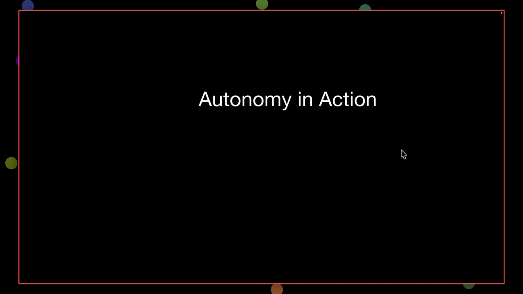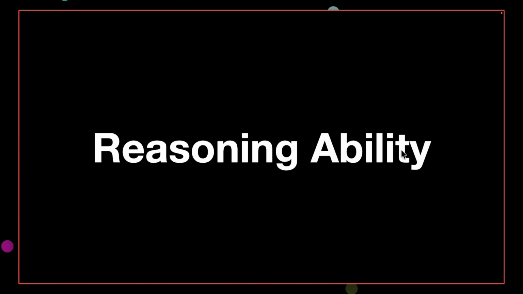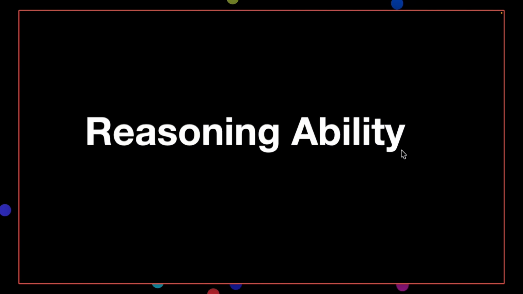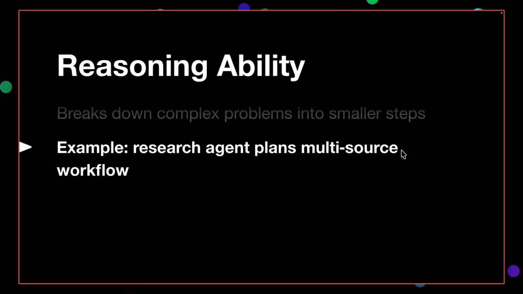The second core capability is the reasoning ability. Reasoning is the ability to break down a complex problem into smaller steps and solve them in a systematic manner. For example, a research agent can plan out a workflow. It can search multiple sources first, then cross-check the facts and summarize the findings, and finally present them with citations. That is an example of the reasoning ability.